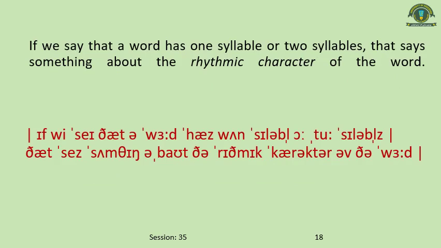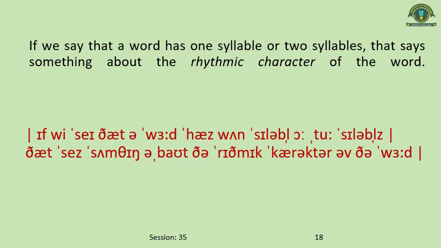Now listen to this sentence. It's the shorter one. If we say that a word has one syllable or two syllables, that says something about the rhythmic character of the word. I repeat, if we say that a word has one syllable or two syllables, that says something about the rhythmic character of the word. Now, you can see, you can match, you can read, okay?